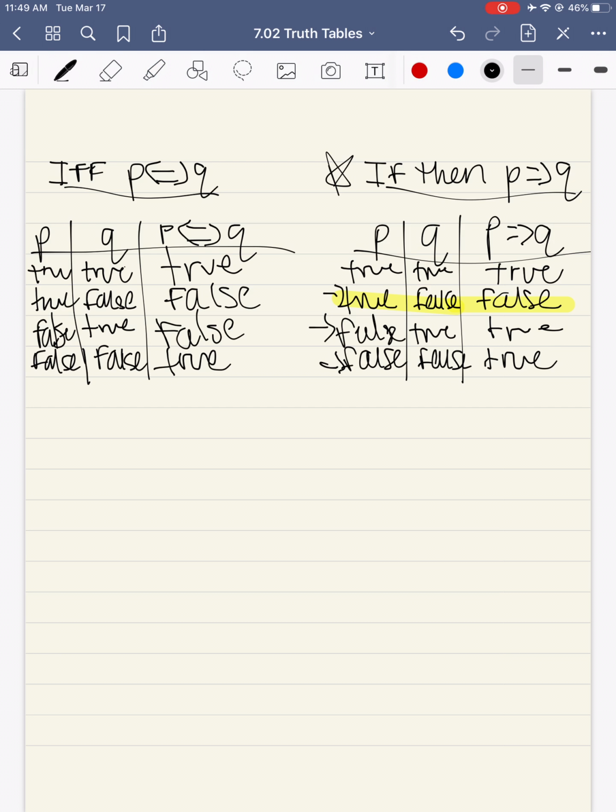All right, so those are all of the logical connectives. And now we are going to take a look at building the truth table for larger statements with multiple connectives. So let's take a look at that.